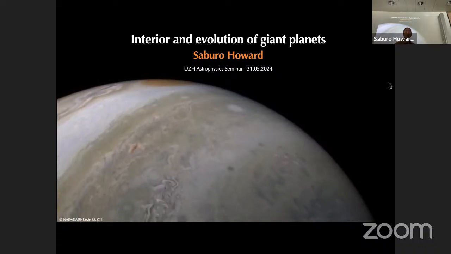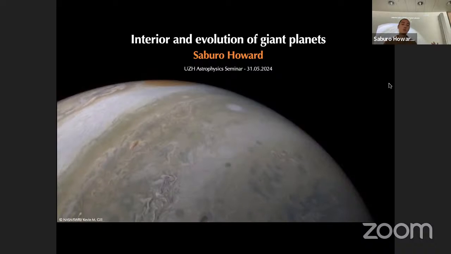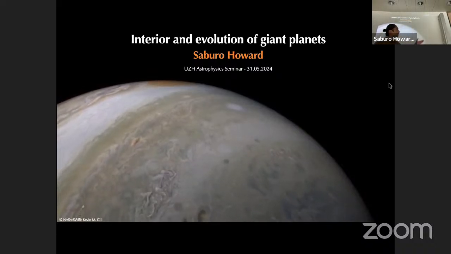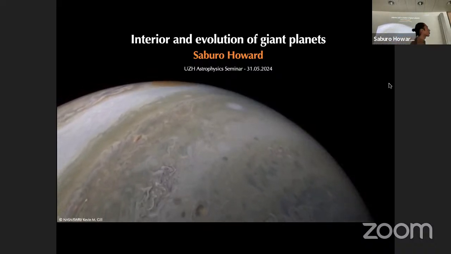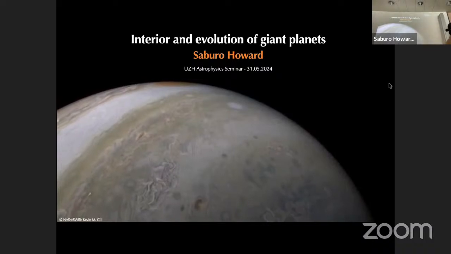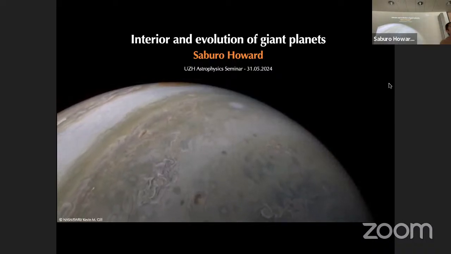And by the way, it's thanks to a camera called the JunoCam that we can get those spectacular images on which you can see very detailed features on the surface of the planet.